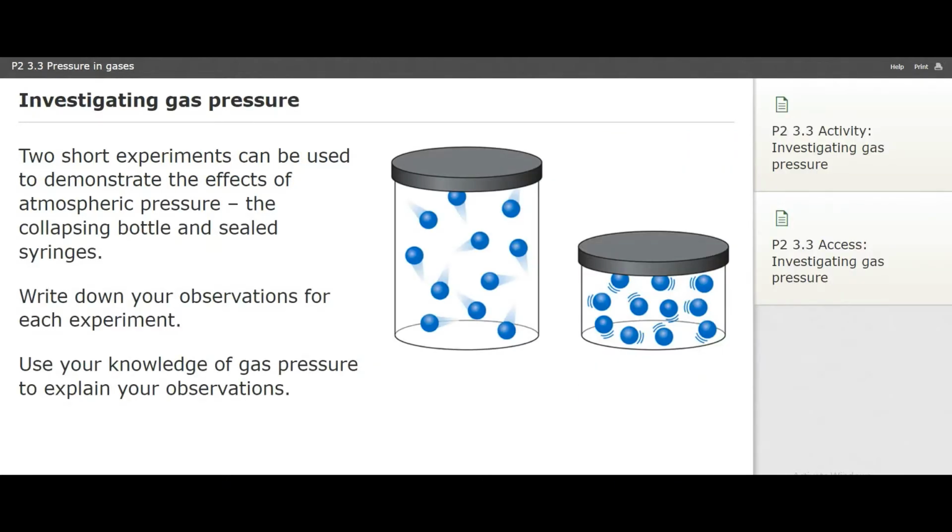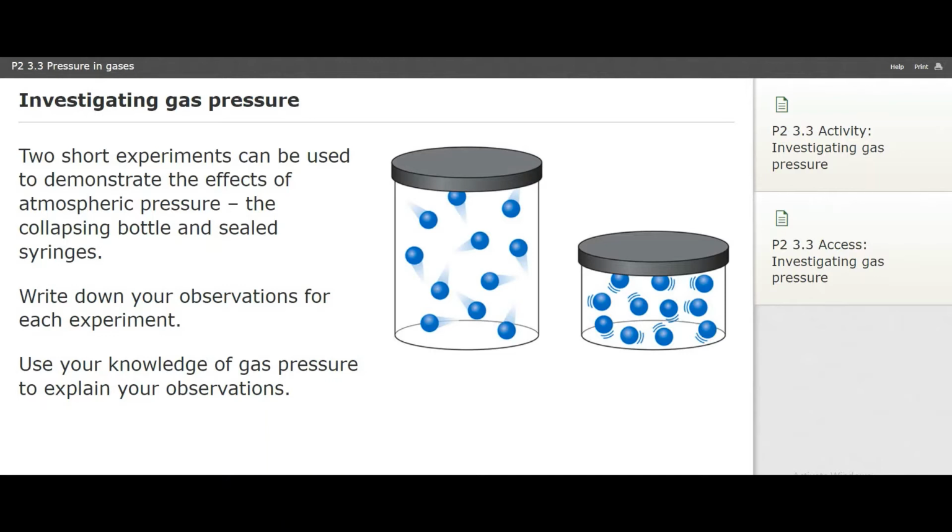So this page has two diagrams in. One diagram is of a larger container with the gas particles moving around, but they're spread out because the container is much larger. And then the diagram next to that has a small container, and if we had the same amount of gas in there, the particles that make up that gas would have a lot less room, and so they would be colliding with the inside of the container more frequently than in the larger container for the same number of gas molecules.